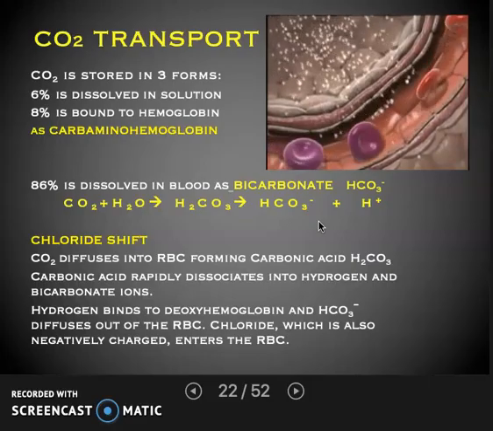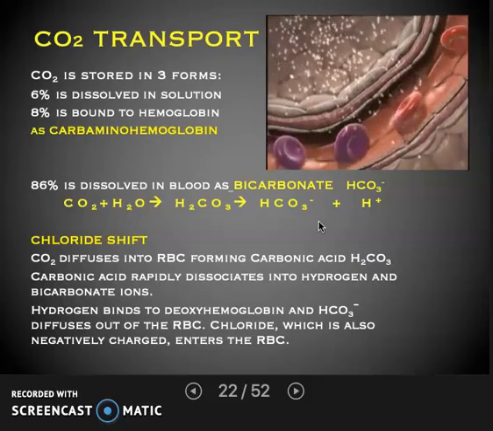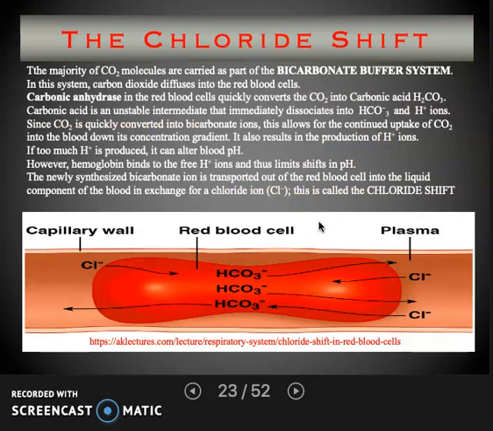Anyway, there's this phenomenon called the chloride shift, and that helps maintain blood pH by compensating for the movement of the bicarbonate ions. So in gory detail, most of the CO2 is being carried in the red blood cells. And as CO2 enters the red blood cells, it combines with water to become carbonic acid through the action of an enzyme called carbonic anhydrase. Now, carbonic acid's unstable, and it immediately breaks down into the bicarbonate ion and hydrogen ions. And those hydrogen ions are actually bound by hemoglobin in the red blood cell.